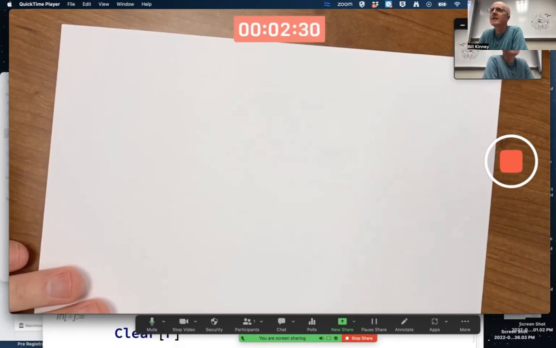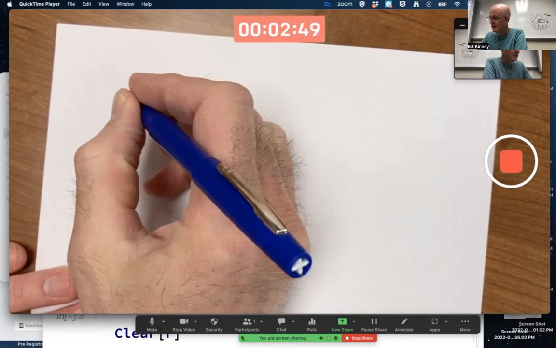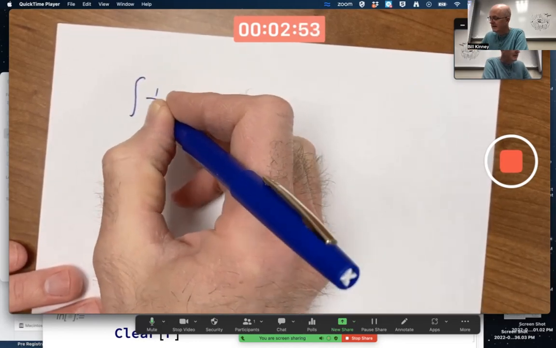Did you know that the natural logarithm function was defined before e to the x? Historically speaking, that's not the way we teach it in classes, right? We teach e to the x first, and then we say ln of x is the inverse function of e to the x. Historically, that didn't happen that way.